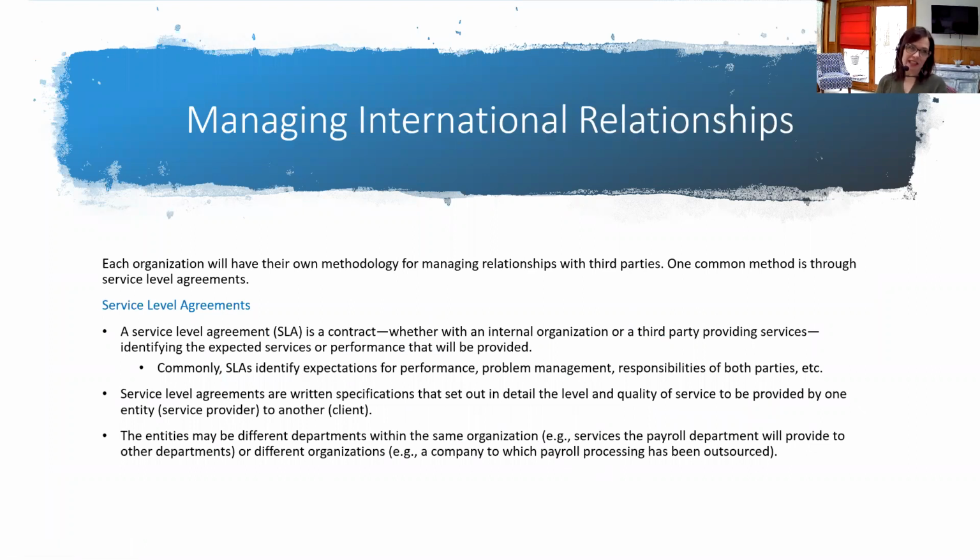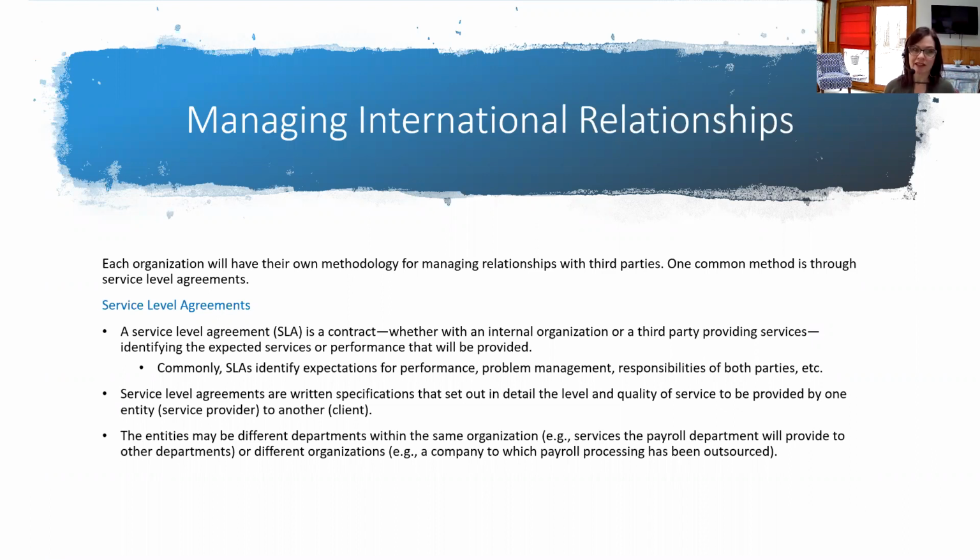Managing international relationships. Each organization will have their own methodology for managing relationships with third parties. One common method is through service level agreements. And when I was talking before about the foreign client that I had, we did have service level agreements in place, and it'll make more sense in a moment, but it was like what the expectations were of the payroll service provider and what our expectations were of them, and how it all works well together.